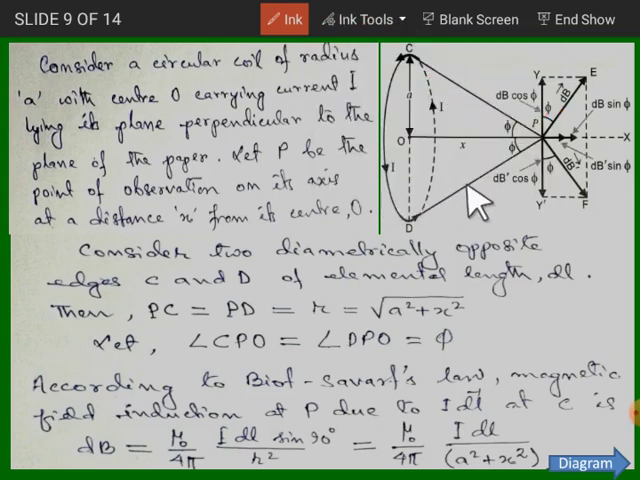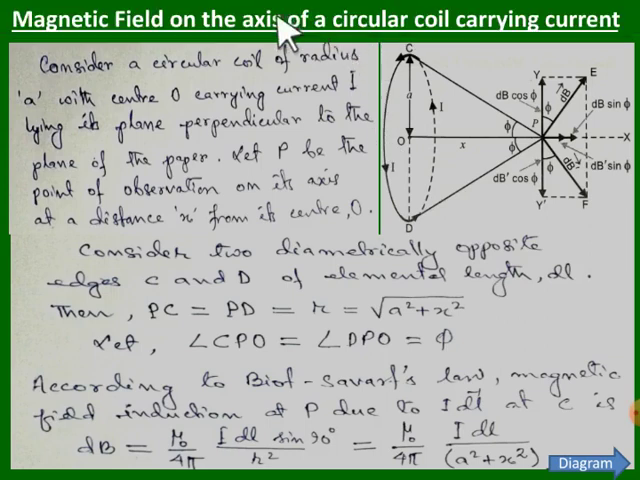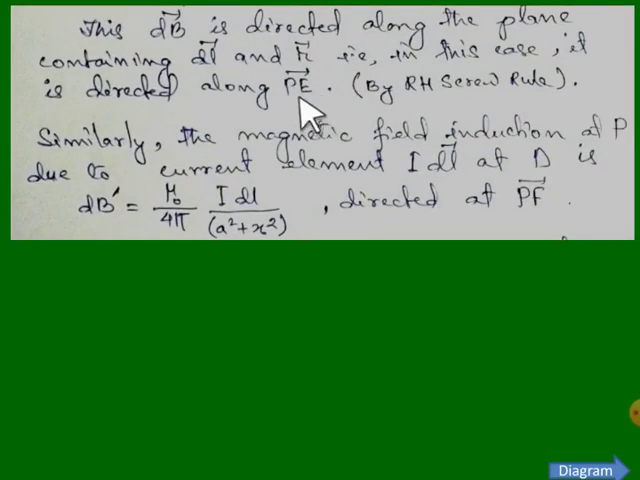But I will try to explain to you about this dB prime first. It will come in the next slide. So let me explain that a little bit, and then we will switch to the calculation part. So let's see here. dB, as I said, is directed along the plane containing dl and the r vector. This I have already told you.